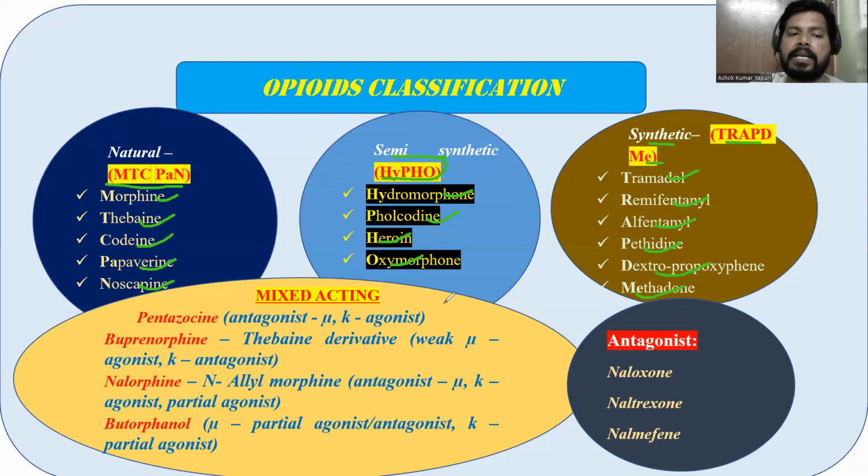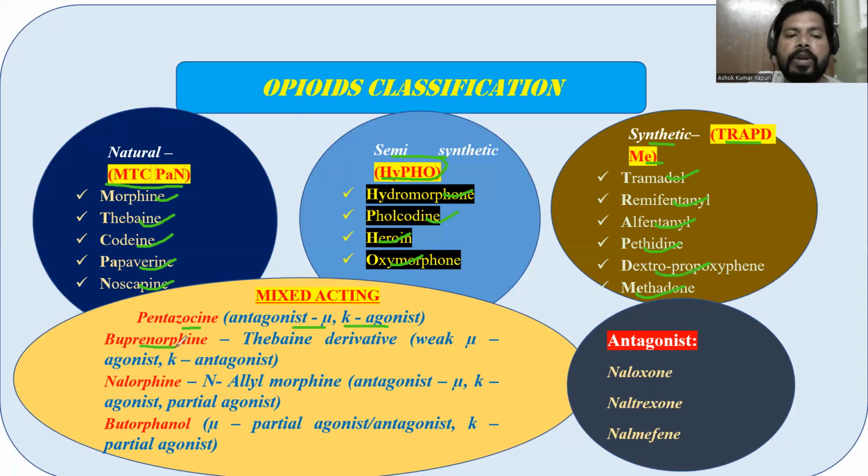And next, mixed acting drugs. Here there is a list of some drugs. These drugs can show action as an agonist, as an antagonist, and as a partial agonist also. That's why, because of mixed actions, these drugs come under the category of mixed acting drugs. The first example is pentazocine, which is an antagonist at the mu receptor and an agonist at the K opioid receptor.